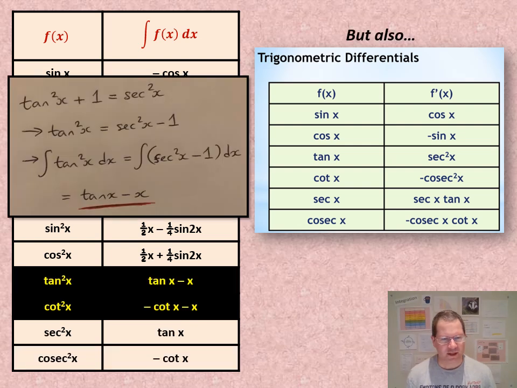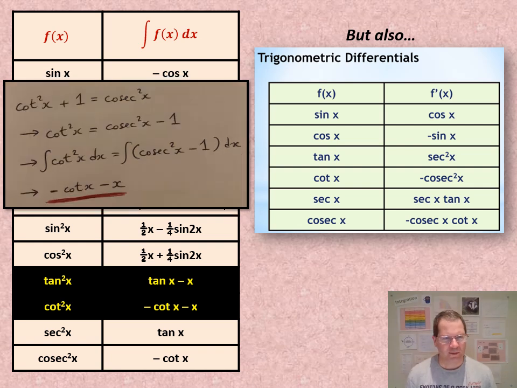Very closely related to that are the integrals of tan squared x and cot squared x. Now we know that tan squared x plus 1 equals sec squared x, and hence tan squared x equals sec squared x minus 1. So if we want to integrate tan squared x, that is the same as integrating sec squared x minus 1. We know that the integral of sec squared x is tan x. We know the integral of 1 is x. So the integral of tan squared x is tan x minus x plus c.